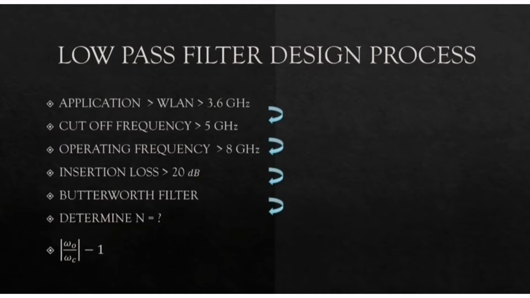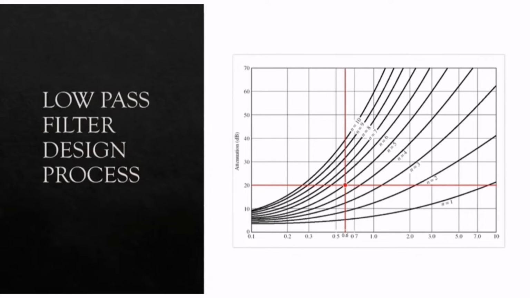The Butterworth filter, which is also known as the maximally flat filter, was used to design the circuit. The insertion loss, also known as attenuation, for the Butterworth filter was chosen to be 20 dB. Using all the parameters chosen, the normalized frequency was calculated using the formula omega over omega c minus 1. Using that formula, we managed to obtain 0.6 for our normalized frequency.